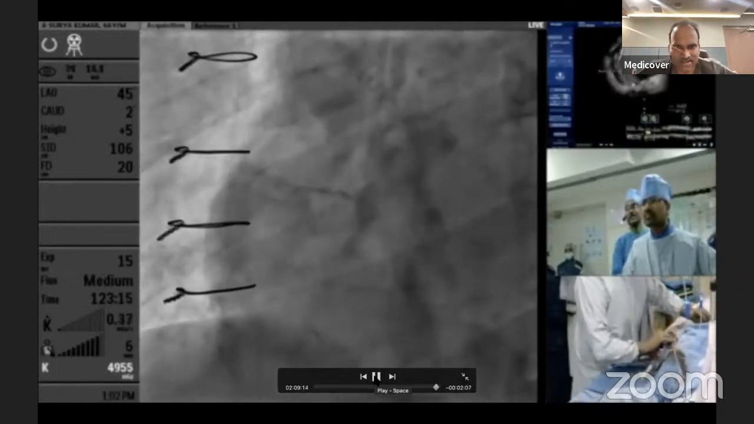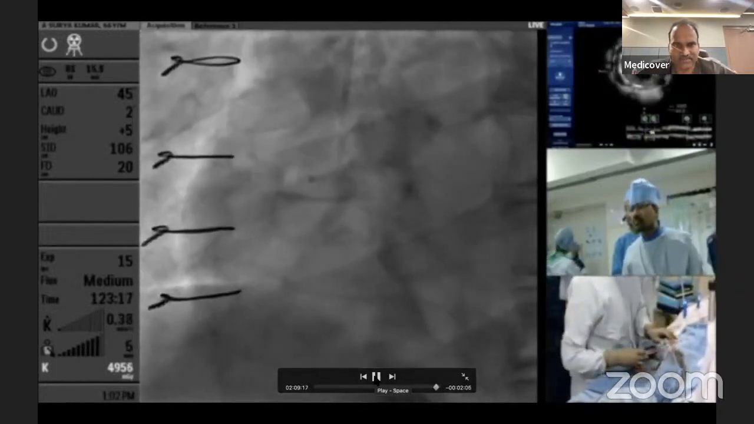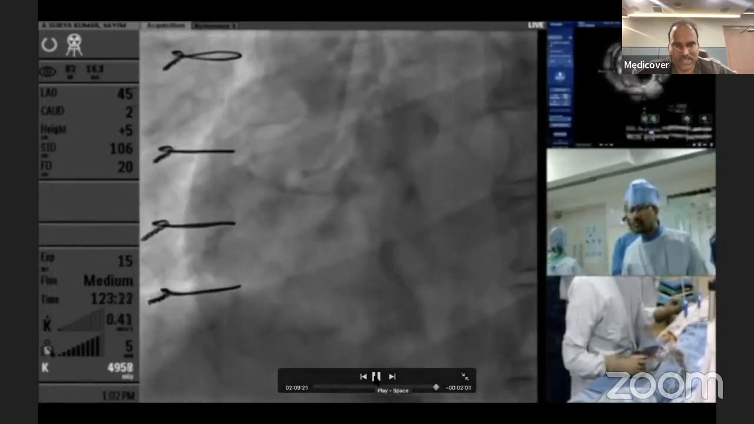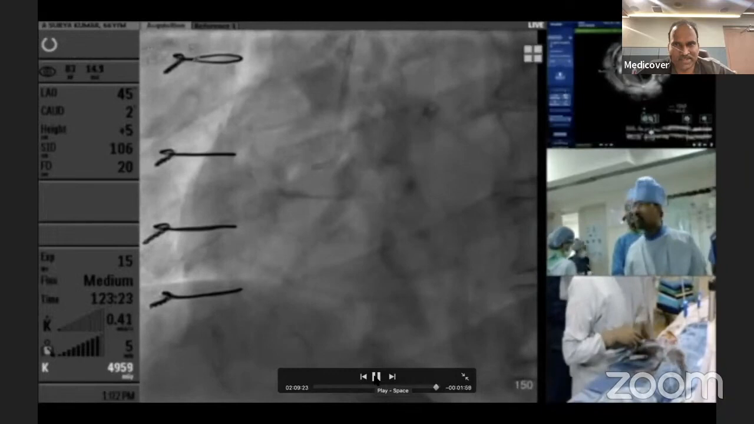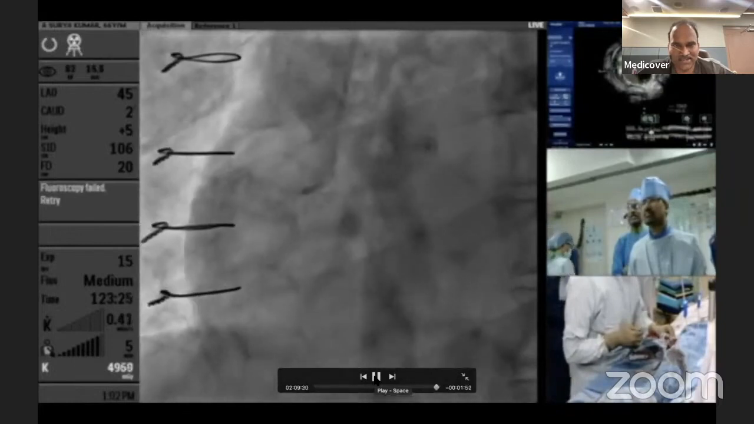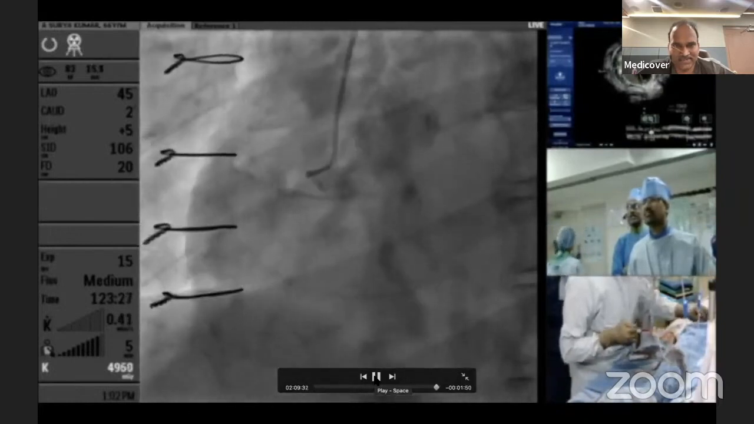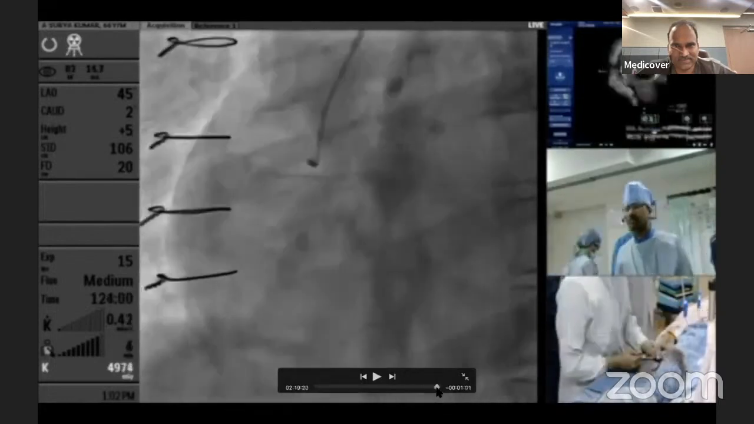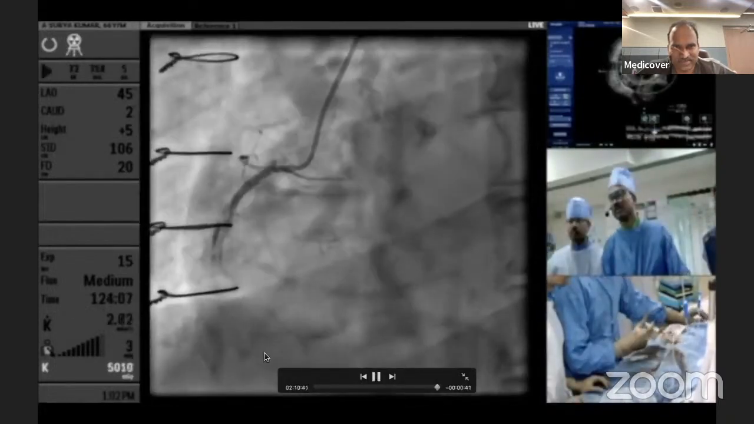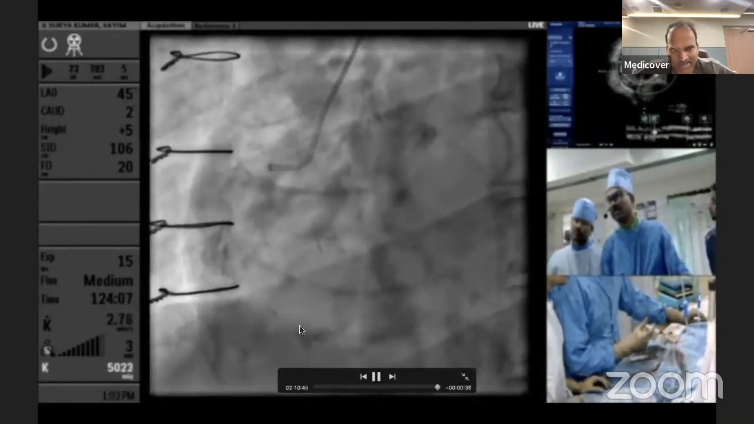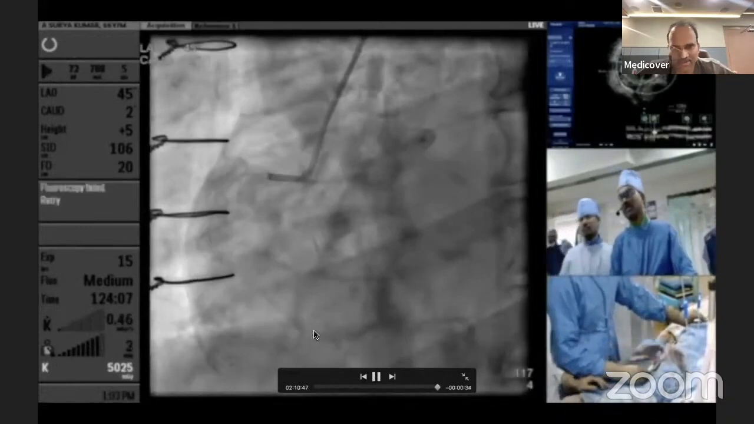Yes, it will be interesting. But it's a very slow injection. We don't give a forcible injection, otherwise you can create a huge hydrodissection. You can see that the subintimal space is just flowing. So I'll just see that, that's all.